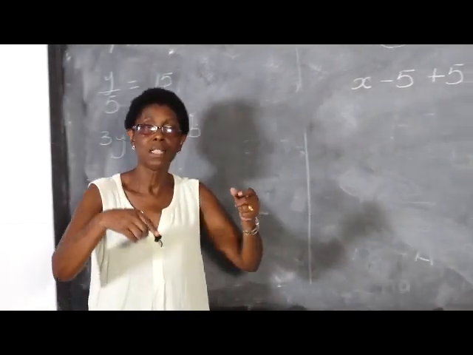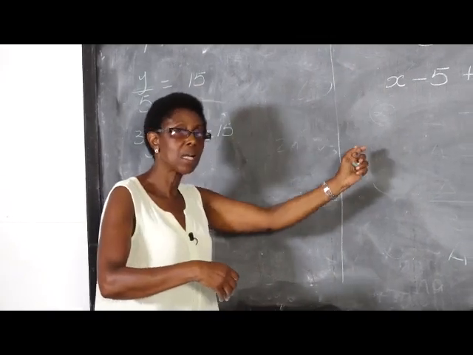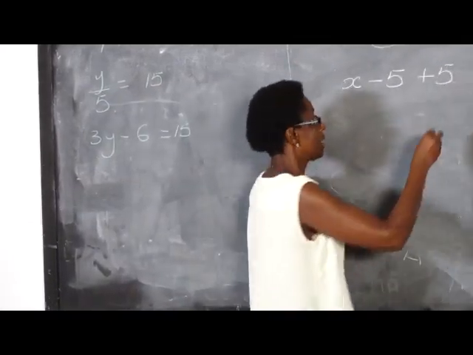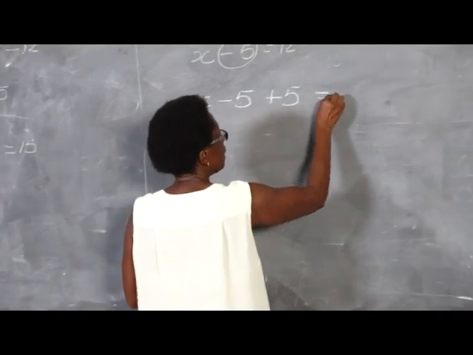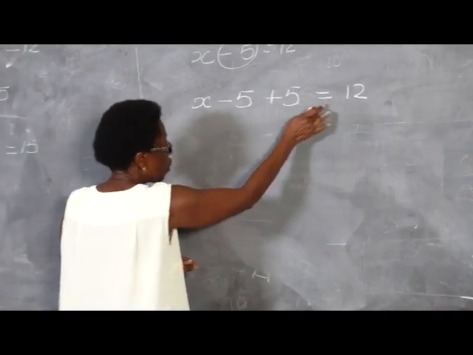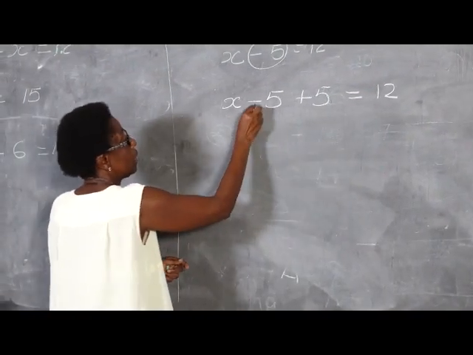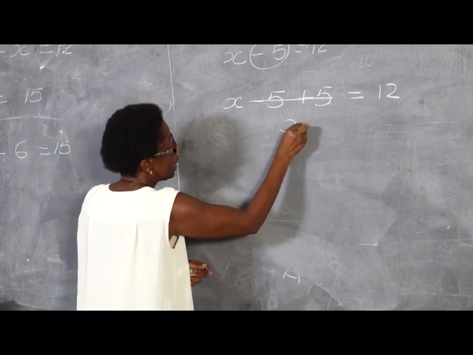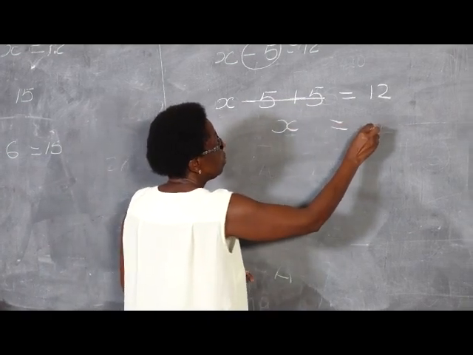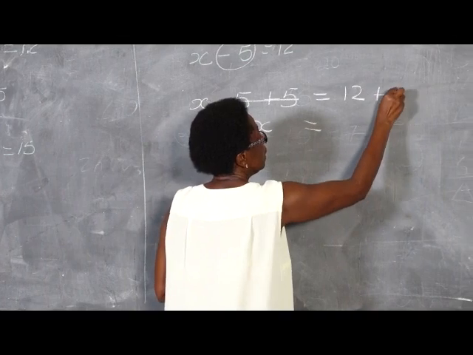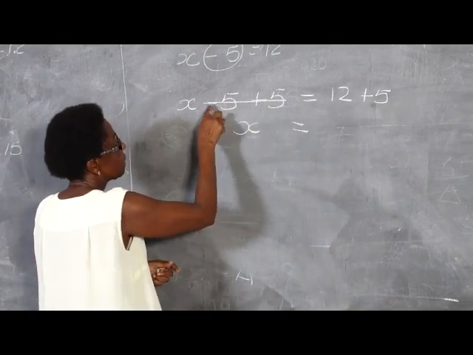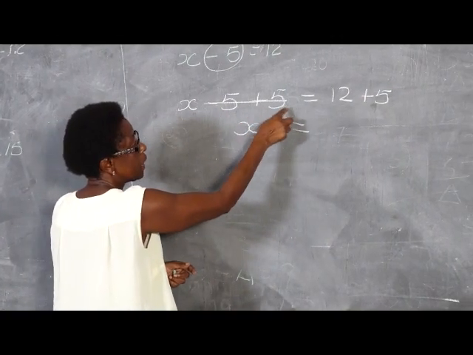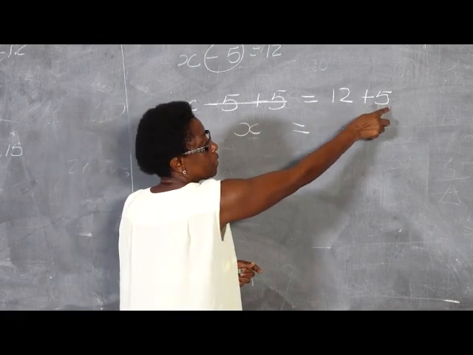I also said whatever you do to the left-hand side must be done to the right-hand side. Okay? So that's equal to 12. I'm going to keep my equal sign. Okay? So I've got x minus 5 plus 5 equals 12 plus 5.